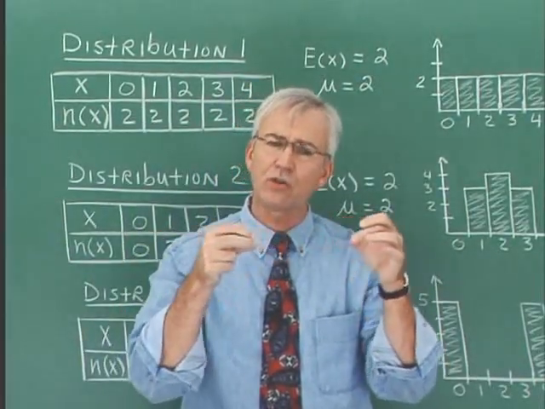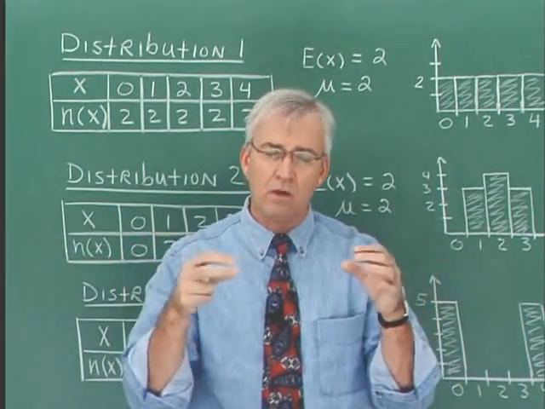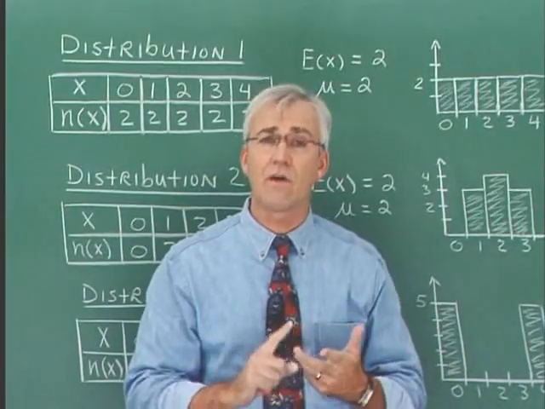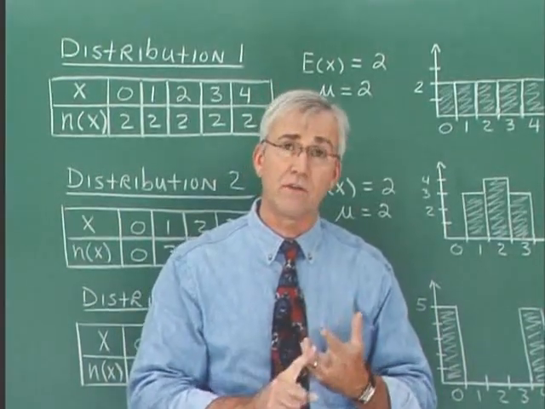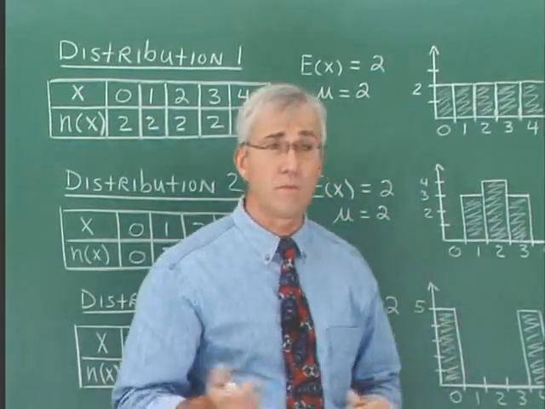How dispersed is the information in this distribution? Now, there are two numbers that are calculated for this purpose. One is called variance, and the other is called standard deviation. And it turns out that the standard deviation can be calculated from the variance.